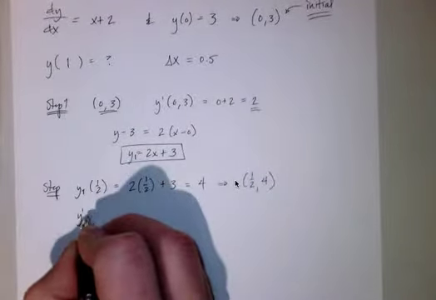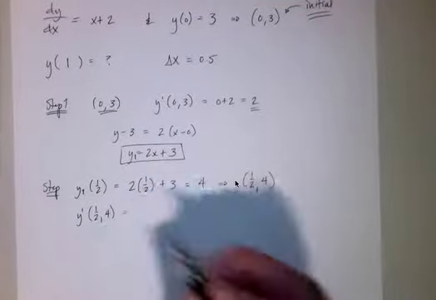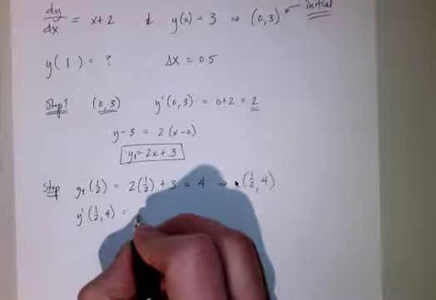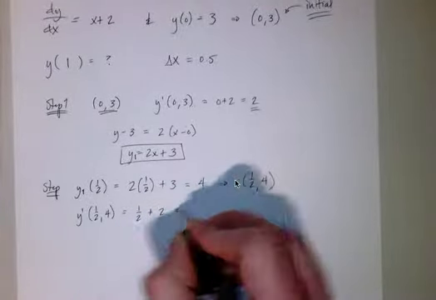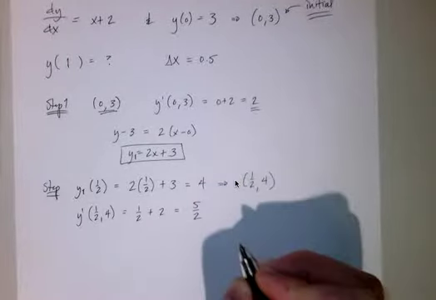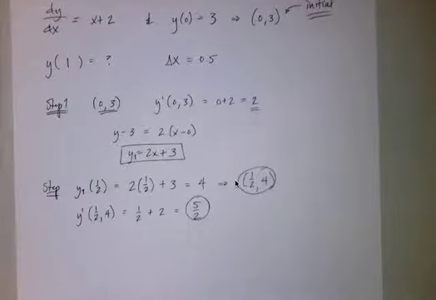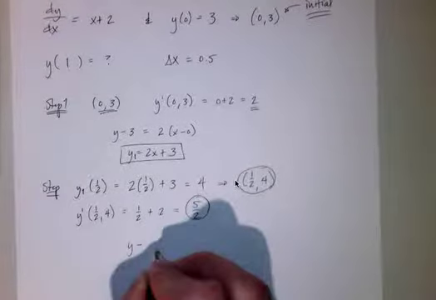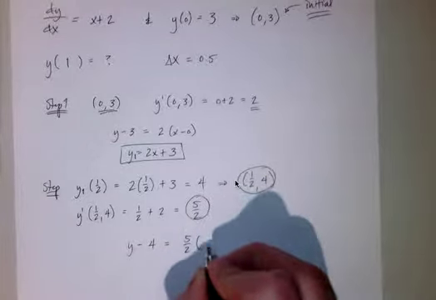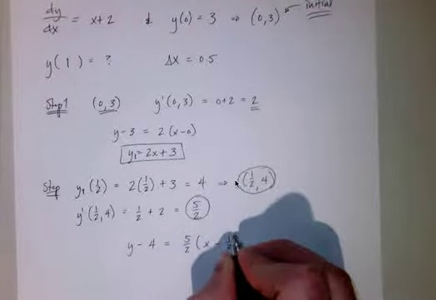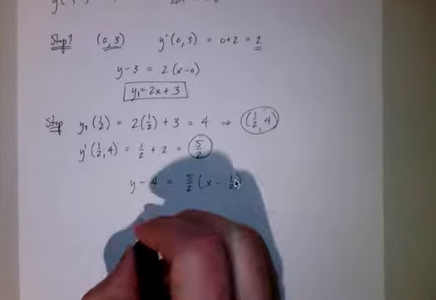Now I know that y prime needs to be evaluated also at that particular ordered pair, okay? And of course, since it's x plus 2, that's 1/2 plus 2, or 5/2. Point, slope, okay, y minus y1 is equal to m times (x minus x1).